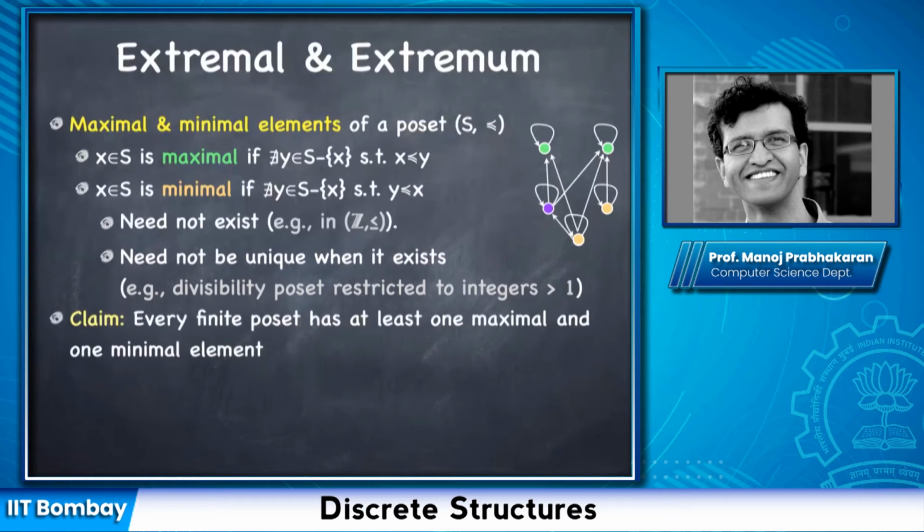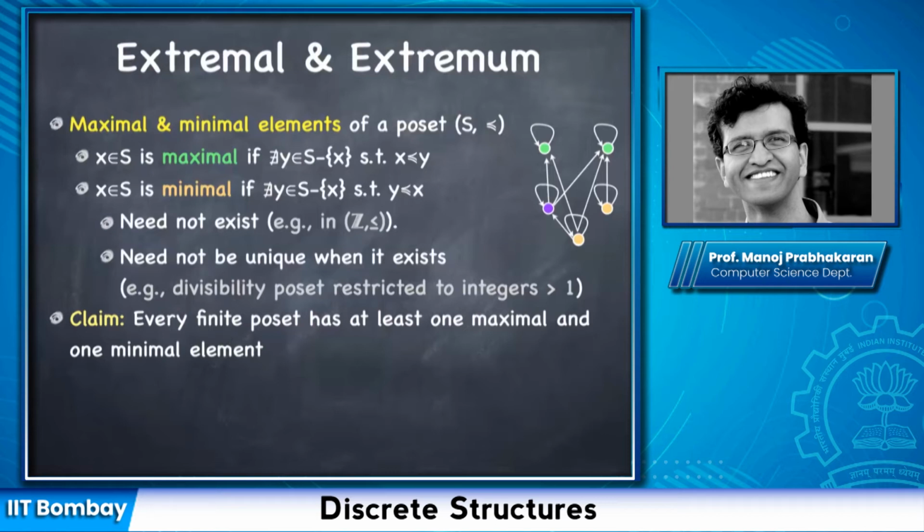However, they need not exist in general. However, if you consider a finite poset, then they do exist. Then there's at least one maximal and one minimal element. So it's a very useful property of a finite poset.